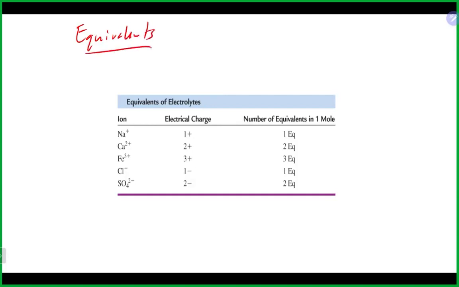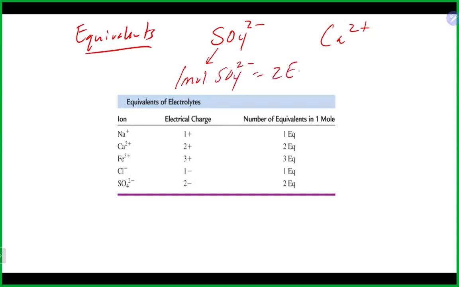And equivalents are essentially a conversion factor that we use a lot of times with electrolyte solutions. It is based on the charge of the ion that's present. And it doesn't matter really if it's a positive ion or if it is a negative ion. It is actually just the number here that's important. So we could come up with a conversion factor that 1 mole of sulfate gives you 2 equivalents.